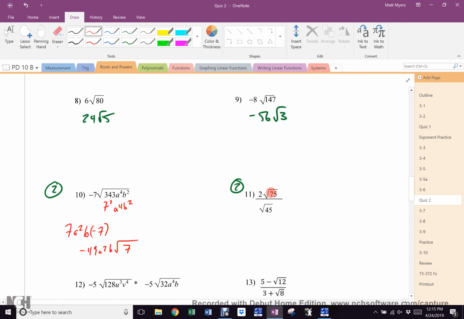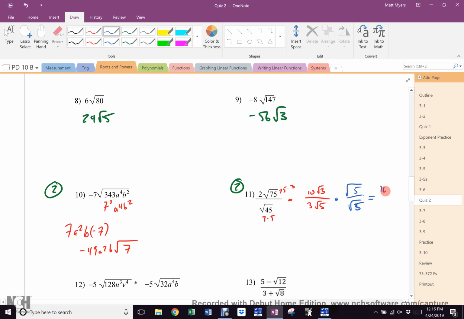Now, this one. What should you do first and always? Simplify, simplify, simplify. That is 25 times 3, so that is 10 root 3, over, that is 9 times 5, 3 root 5. If you got to there, you may have half a mark, because, of course, you would never leave a radical in the denominator. You would rationalize that. Do you need to multiply by 3 root 5 or just root 5? Just root 5, but if you multiply by 3 root 5, it will still work.